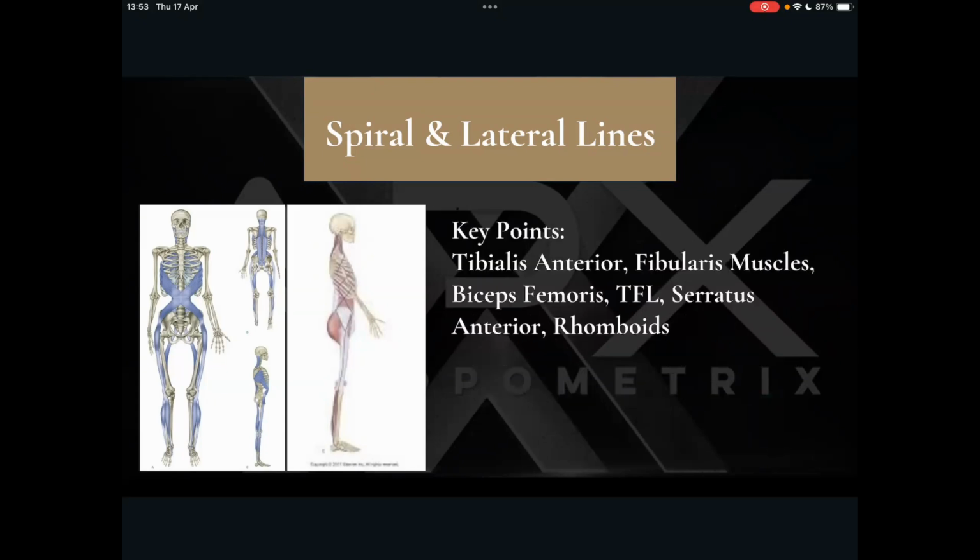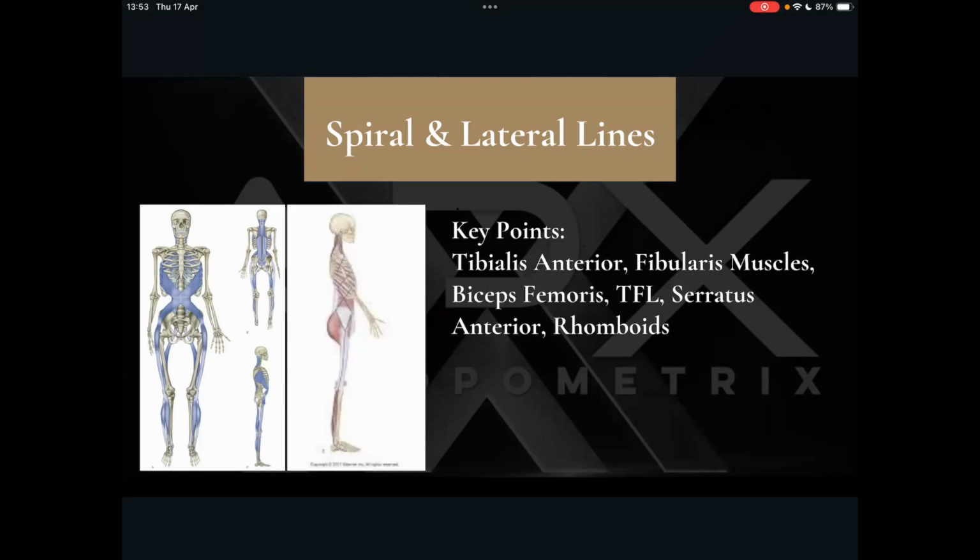So key points here: your tibialis anterior. I'll give knee over toes guy that one. I'll give him that one. Tibialis anterior is really important for functioning. Your fibularis muscles, the lateral muscles, once they're rock solid, we've got a problem with that whole lateral line, the whole spiral line.